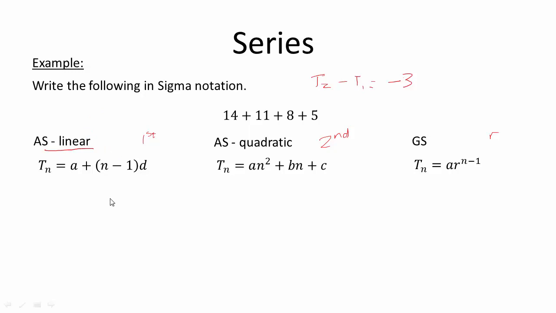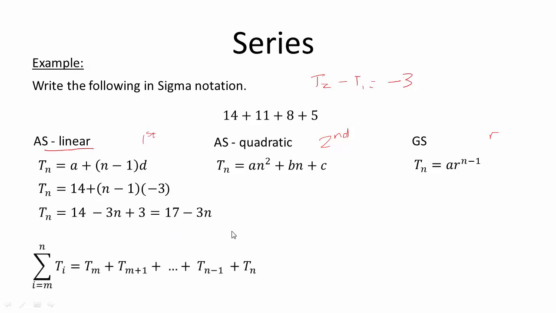Okay, so how can we solve this? Let's put this into the formula. We know that an arithmetic linear sequence has a, which is the first term, and we know that's 14, and has d, which is the difference, and we know that is negative 3. Here we can sub that in, and we get 17 minus 3n. Now we've got our formula for Tn. This is the general term that we looked at previously.